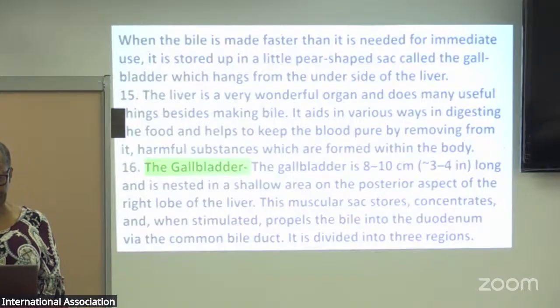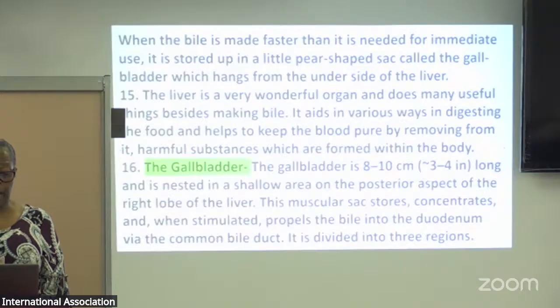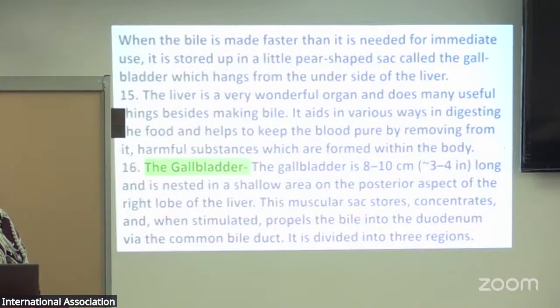The gallbladder. It is 8 to 10 centimeters or 3 to 4 inches long and is nested in a shallow area on the posterior aspect of the right lobe of the liver.